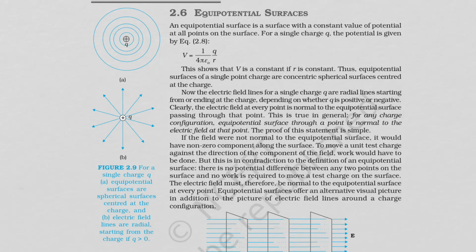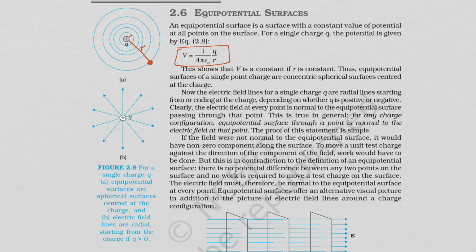Think about a spherical shell, or a surface which is equidistant from the charge q. Let's say the outermost ring, the outermost surface we are talking about, is r distance away from the charge. And we have learned that exactly at this point, the potential is V = 1/(4πε₀) · Q/R.